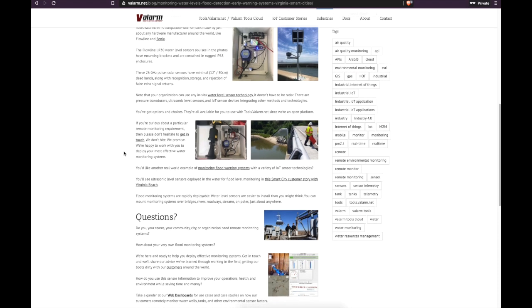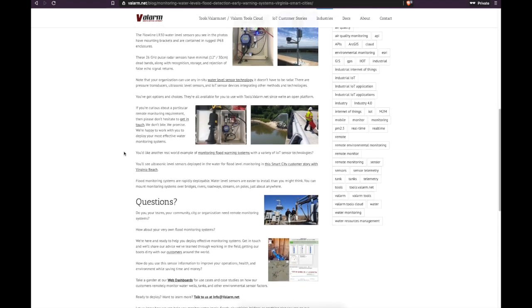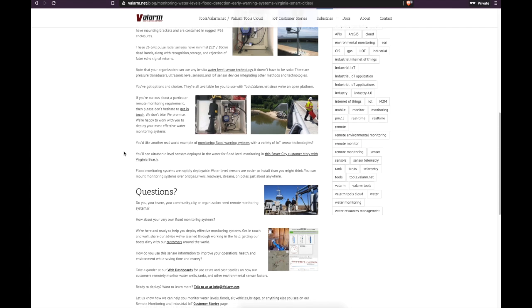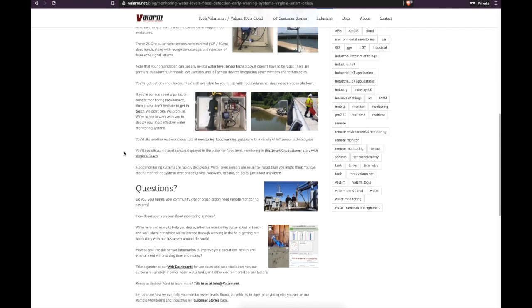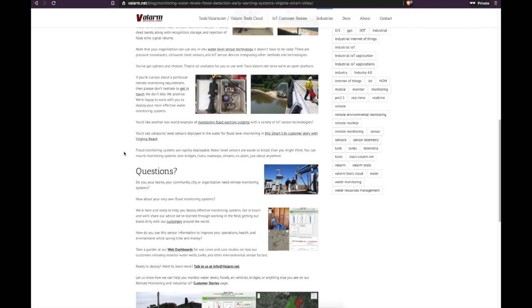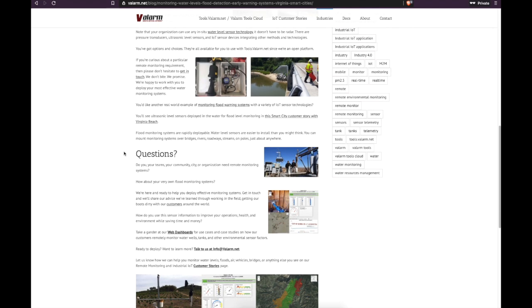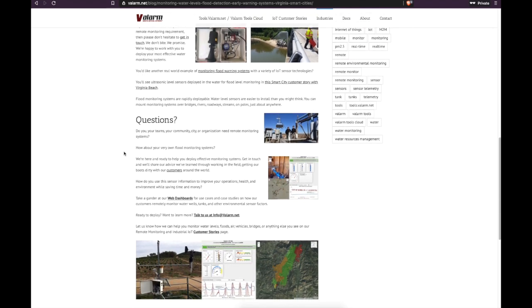Water level sensors are easier to install than you might think. You can mount monitoring systems over bridges, rivers, roadways, streams, on poles, just about anywhere.